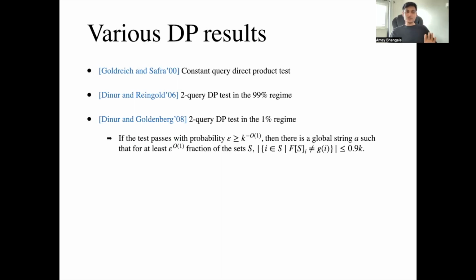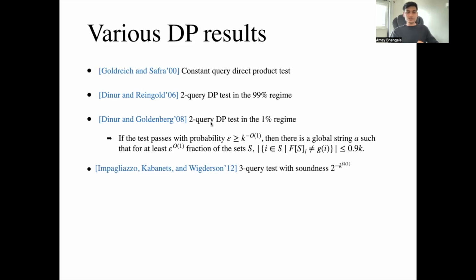Then, because of its application to PCPs, we wanted direct product tests with as few queries as possible. So Dinur and Reingold gave two query direct product tests, but in the 99% regime, where the test accepts with probability 99% or 1 minus epsilon. And Dinur and Goldenberg improved this to a two query direct product test in the 1% regime. More formally, they show that if the test passes with probability 1 over poly k, then there's a global string A such that for at least 1 over poly k fraction of the sets S, the table agrees with the global string A on a constant fraction of the coordinates.